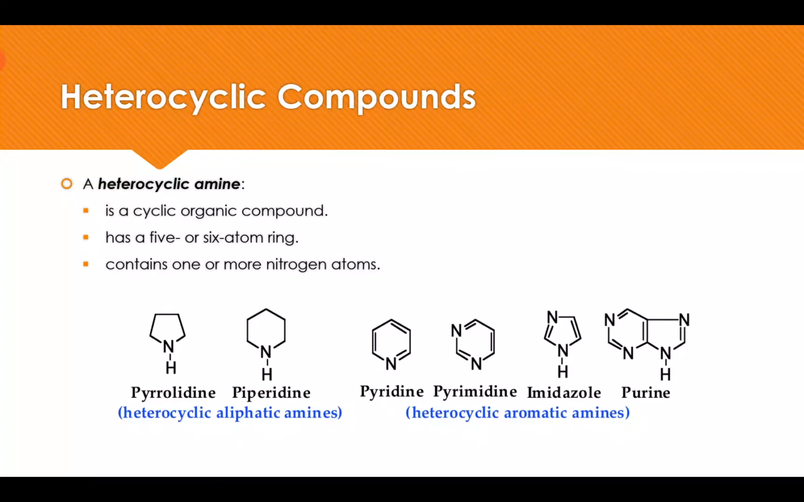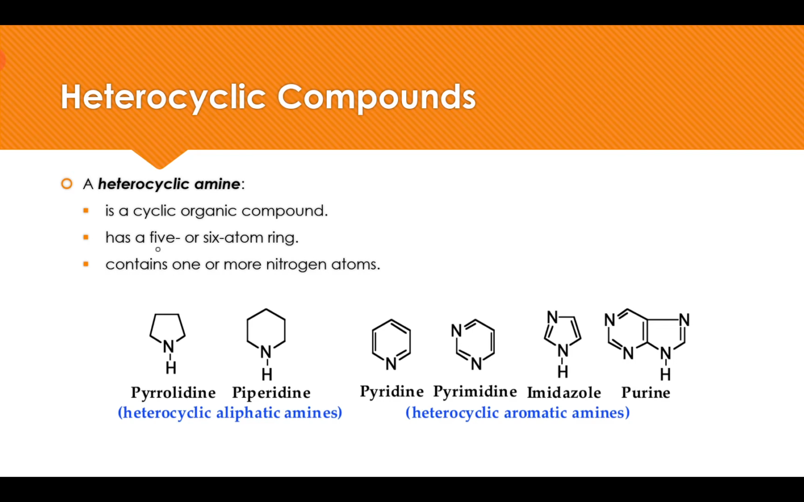And then here we have heterocyclic compounds. Heterocyclic amines means that the nitrogen is part of the ring. And so we'll encounter heterocyclic rings throughout the semester. We already saw some cyclic structures, and we'll see some with the carbohydrates very soon.